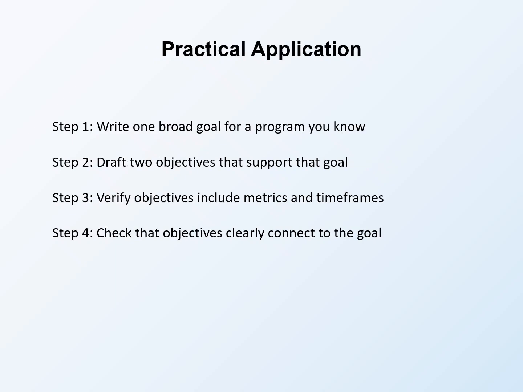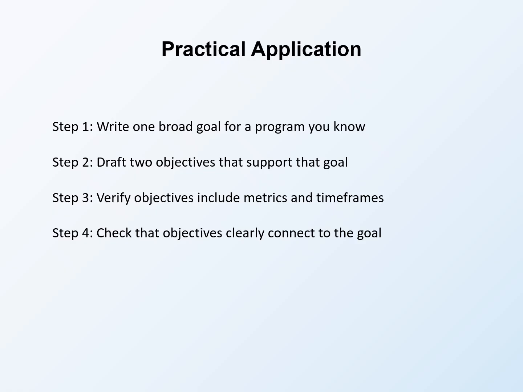Here is a practical exercise to apply what you have learned. Step 1. Write one broad goal for a program you know. Choose a program you understand well. Draft a goal that is aspirational and directional without being measurable. Use an action verb. Step 2. Draft two objectives that support that goal. Write specific measurable targets that would advance your goal. Include numbers and time frames.